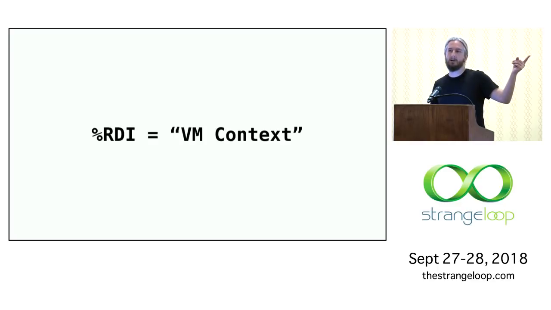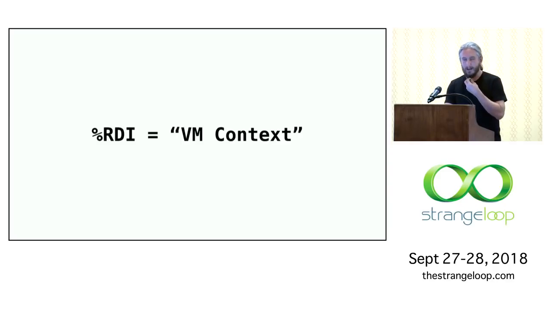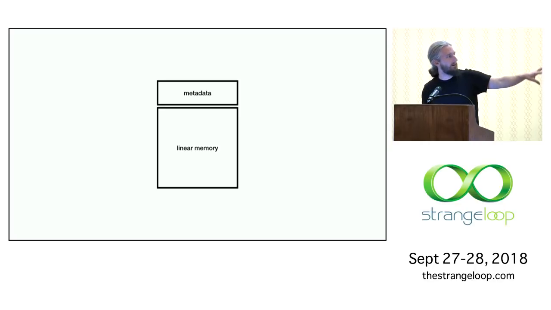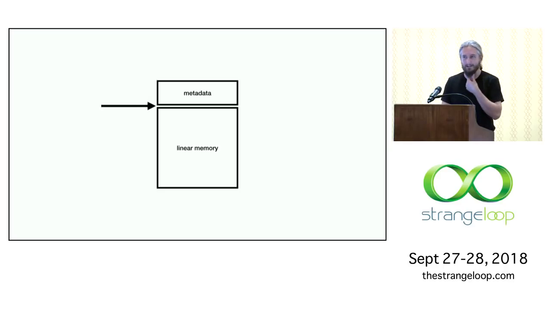RDI is set to something called the VM context. This is the thing that actually causes the sandboxing to work, right? All memory addressing happens via this virtual machine context. What that looks like is this. Essentially, this is the fault domain for one of our instances. We have the metadata associated with it and the linear memory, much in the same way as processes work, right? And that VM context points exactly there.